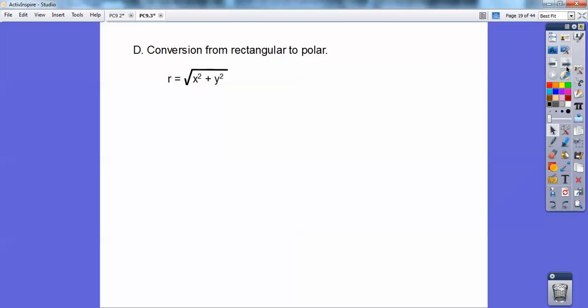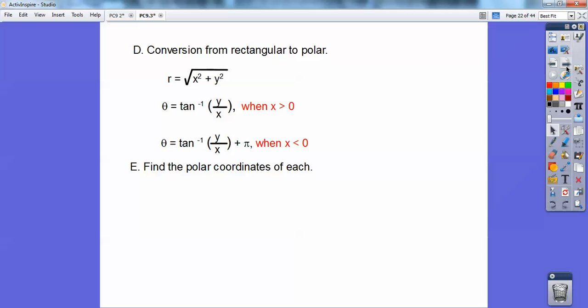So your radius is equal to the square root of r squared, or x squared plus y squared. And depending on how big, if x is positive, then you use theta is inverse tangent of y over x. And if it's less than 0, then theta is inverse tangent of y over x plus pi. All right, so find the polar coordinates, okay? So here we're going to go negative 8 and 12.